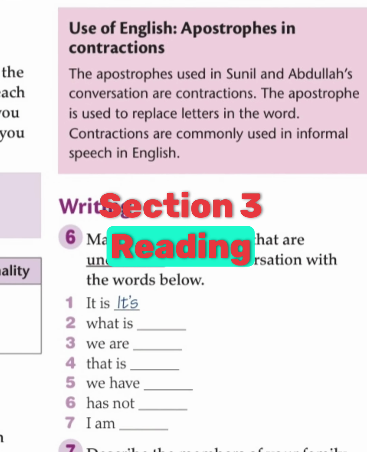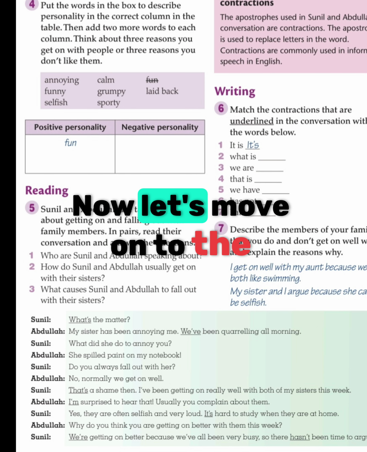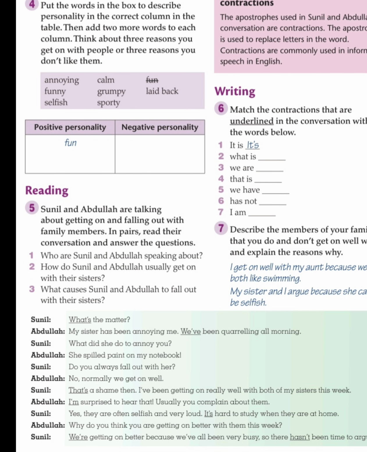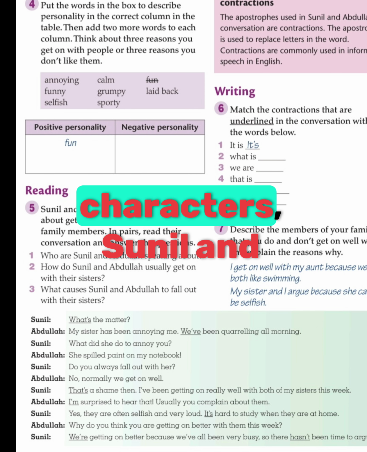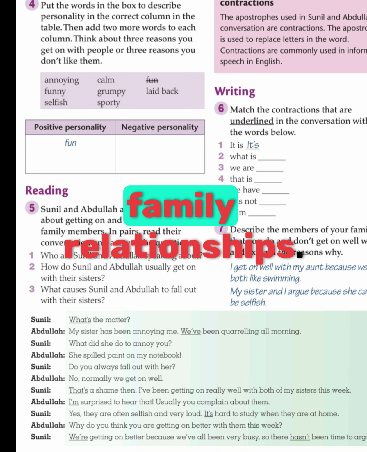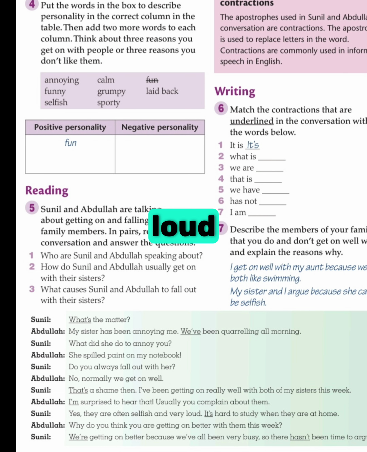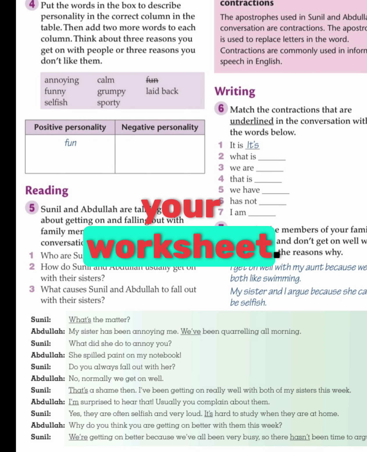Section 3. Reading Activity 5. Now let's move on to the reading section. This is a dialogue between 2 characters, Sunil and Abdullah, who are talking about their family relationships. Let's read it together. I'll read the dialogue out loud and you can follow along on your worksheet.